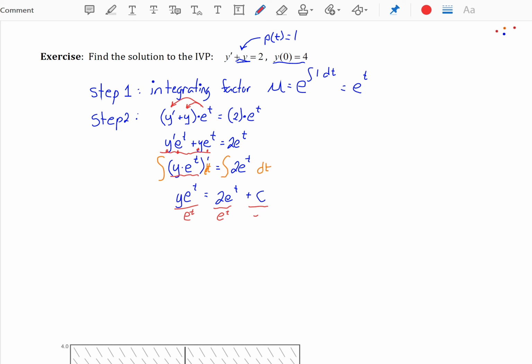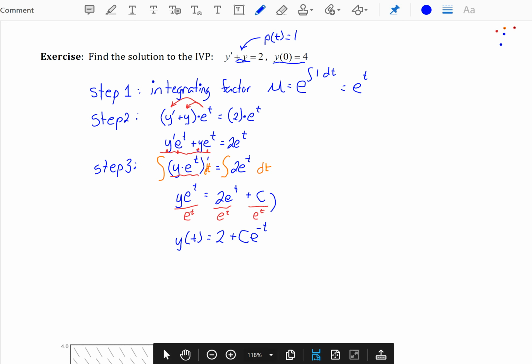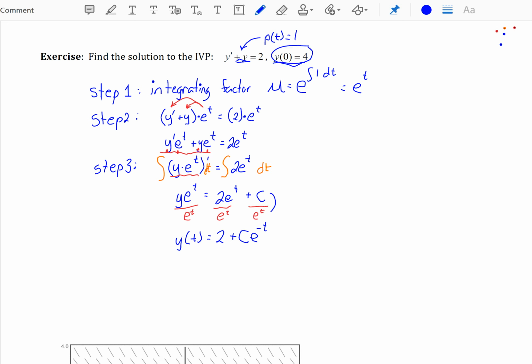We now solve for y by dividing every term by e to the t to obtain y as a function of t is going to be 2 plus, and I don't want to leave this as a fraction right here, so I'm going to introduce a negative exponent to write this as c e to the negative t. Now, if we're given an initial value problem like we have in this example, we always want to find our constant of integration last.